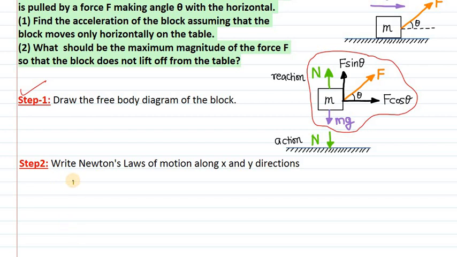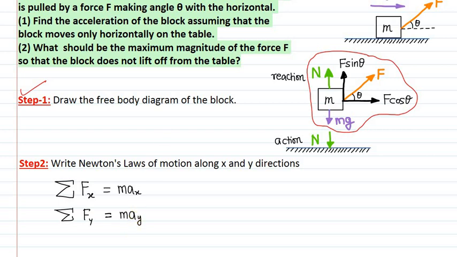So Newton's second law of motion is written like this: sigma Fx is equal to max and sigma Fy is equal to may. Here sigma means summation, and sigma Fx means summation of all the forces which are acting along x direction, and sigma Fy means the sum of the forces which are acting along the y direction, and ax is the x component of acceleration and ay is the y component of acceleration of the block.